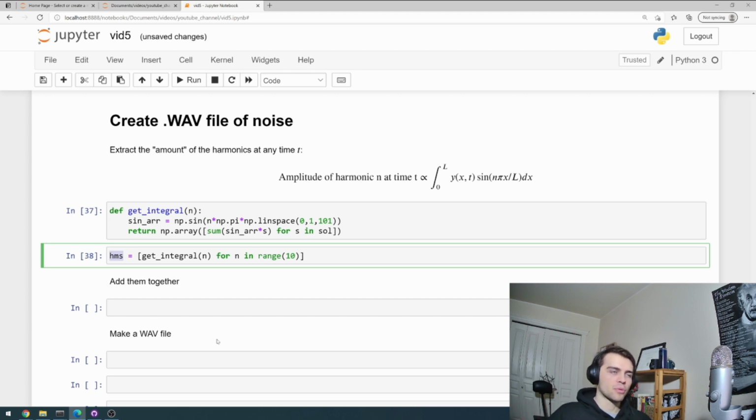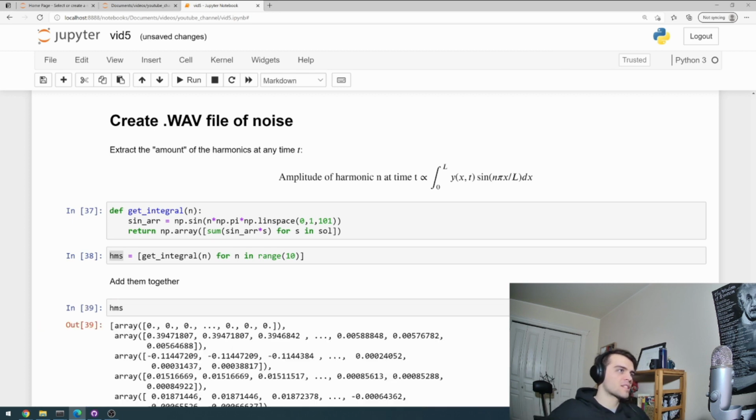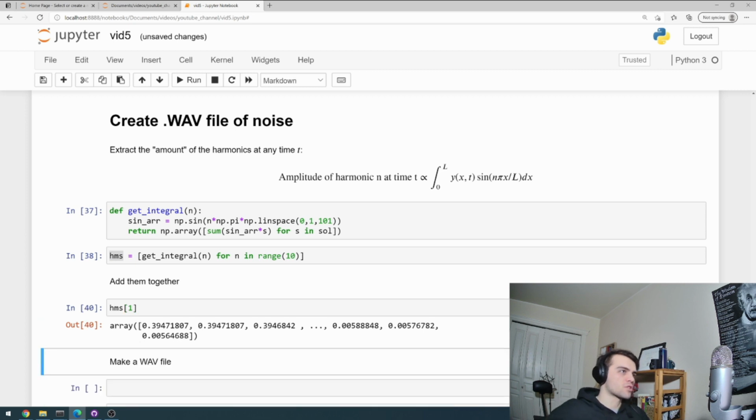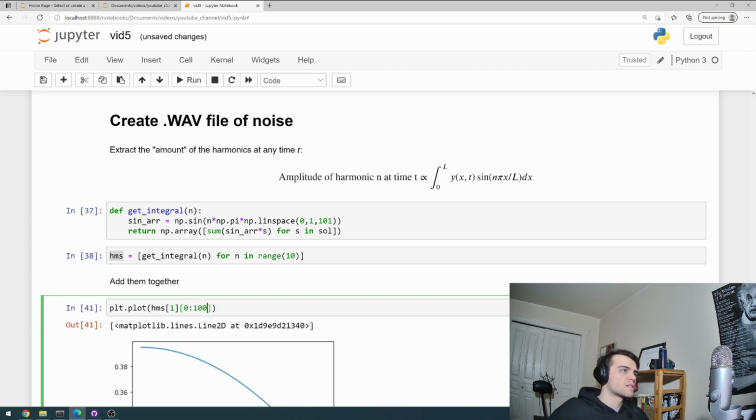Okay, so that took about 30 seconds. So I have my harmonics. So what does that mean? I have a list of these arrays. I take my first array corresponding to my first harmonic, right? And I can plot this as a function of time. And I'll take, say, the first 100 points or so. Say the first 1,000.